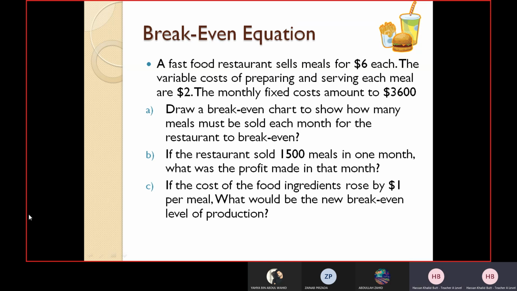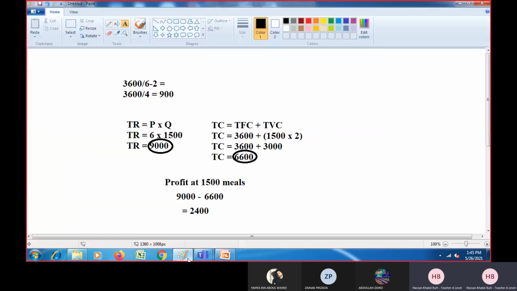Okay, yeah, variable cost. Yes, that's right. It is a variable cost. So it means now because it has risen by $1, instead of $2 of variable cost, because earlier the variable cost was $2, now we'll take it as $3, right? So we'll use the same formula there because earlier the break even was 900 units.